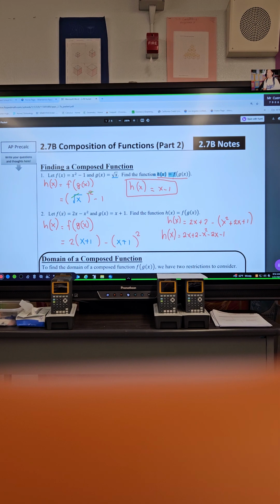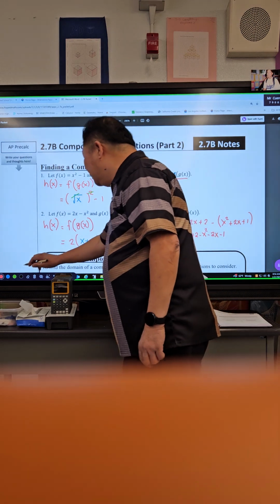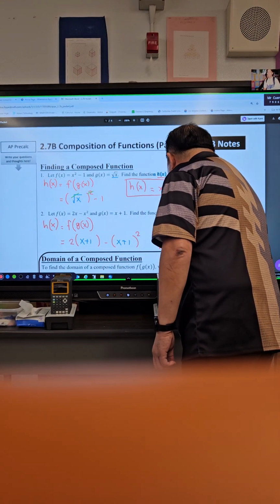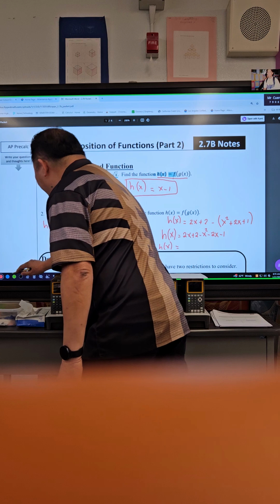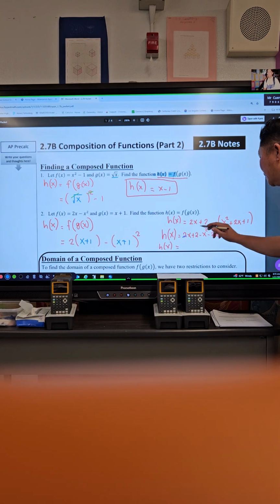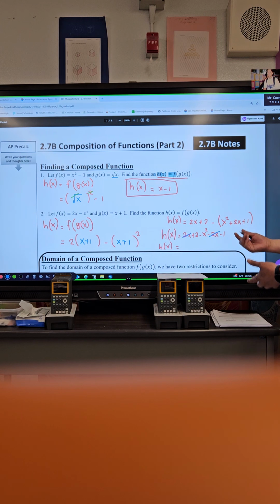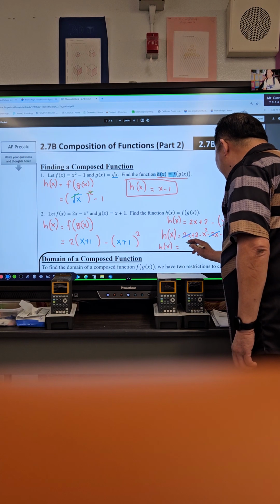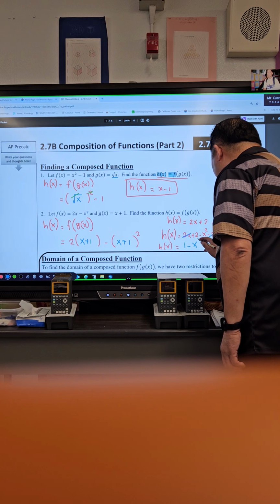So what you notice right here, what cancels out? We cancel out the 2x, right? And then we combine like terms, as 2 and negative 1. What is 2 minus 1? It's gonna be 1. Okay, so continuing this, so h of x is equal to, and then we cancel out the 2x, positive and negative. So what is left is, what is 2 minus 1? 1, okay? So 1, then minus x squared. So 1 minus x squared.